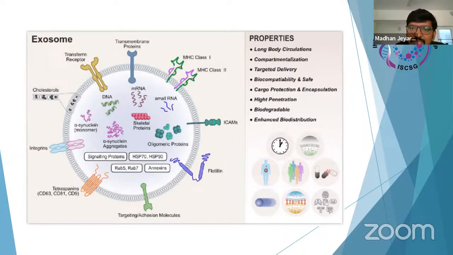The exosomes present in the bone marrow have the property of bone marrow, and those present in the liver have the property of a liver, and they possess the action of targeted delivery. It delivers at the target site of action without spilling into the nearby environment. Moreover, it is 100% biocompatible and safe. It has cargo protection and encapsulation also, so it never gets degraded unless and until it reaches the target. It has high penetration, biodegradable capacity, and enhanced biodistribution inside the body.